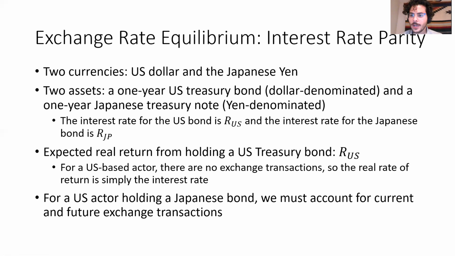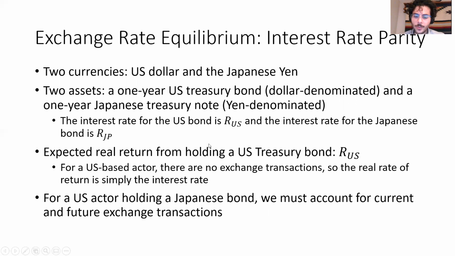Okay, let's go through this in a little more detail. We're going to have two currencies, the US dollar and the Japanese yen, and two assets: a one-year US Treasury bond denominated in dollars, and a one-year Japanese Treasury bond denominated in yen. We're going to say that the interest rate for the US bond is R_US, and the interest rate for the Japanese bond is R_JP.